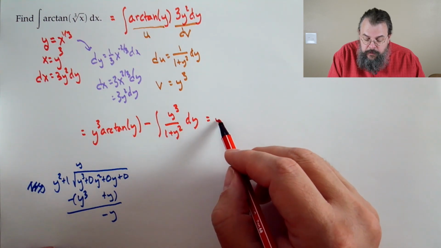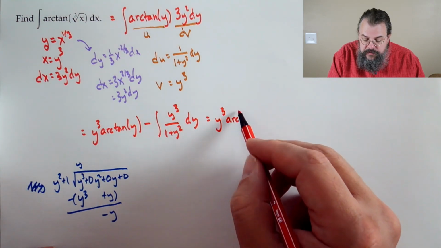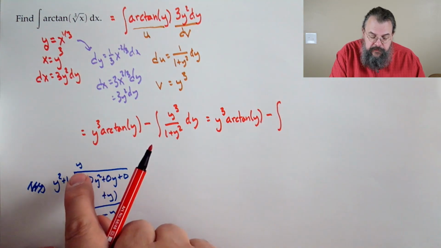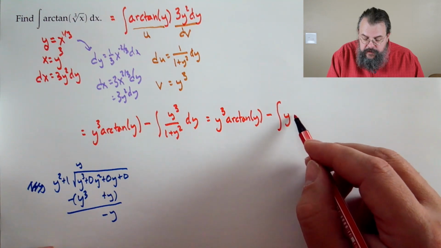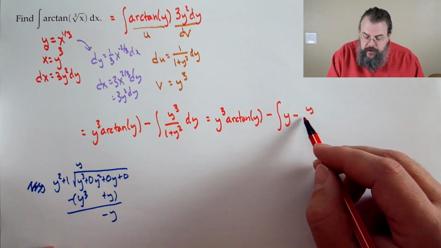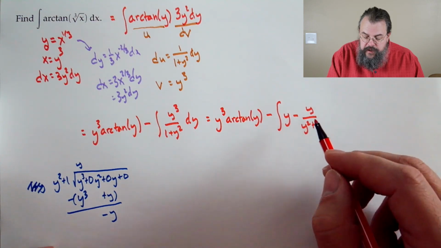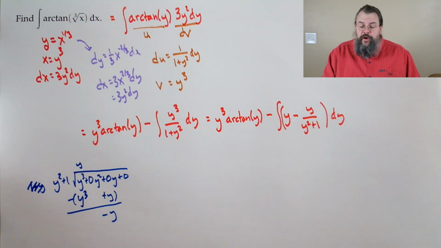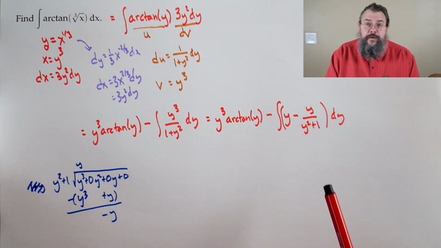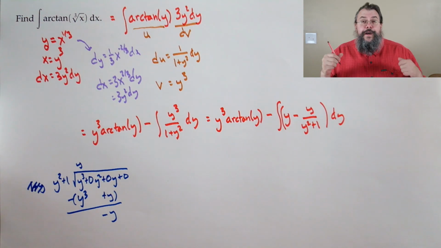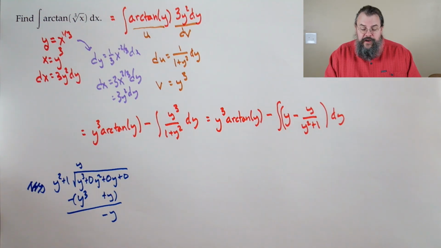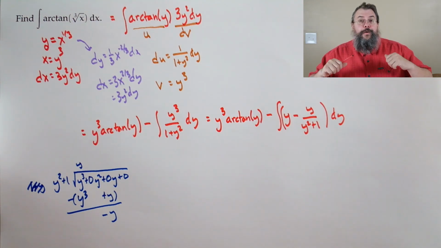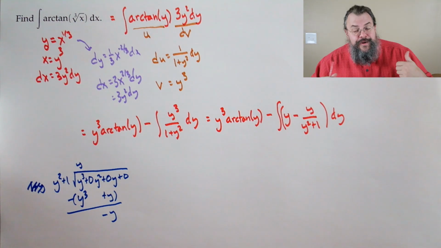So we have y cubed arctangent of y minus the integral of y, then minus, we're going to have y over y squared plus 1 dy. All right, now, what do we do to this, y over y squared plus 1? What do we do if we do partial fractions? Well, the answer is if we do partial fractions to y over y squared plus 1, we'll end up with y over y squared plus 1.